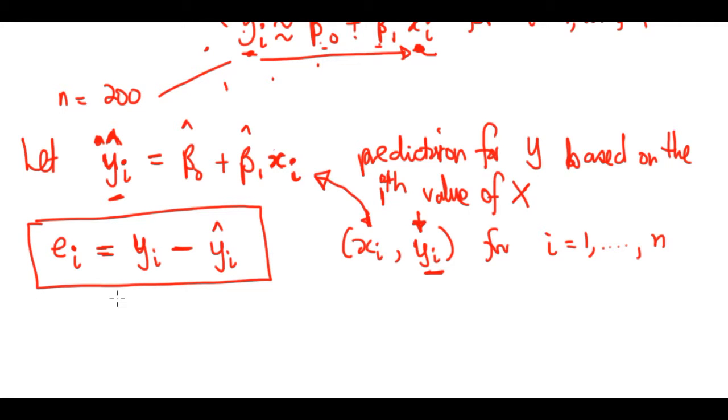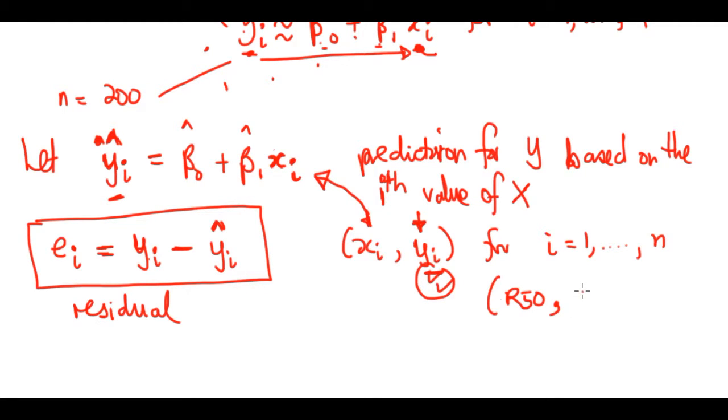Right? So e_i is going to represent the ith residual. It's called the residual, which is the difference between the ith observed response value, which is the actual, y_i, minus the ith response value that is predicted by our linear model.